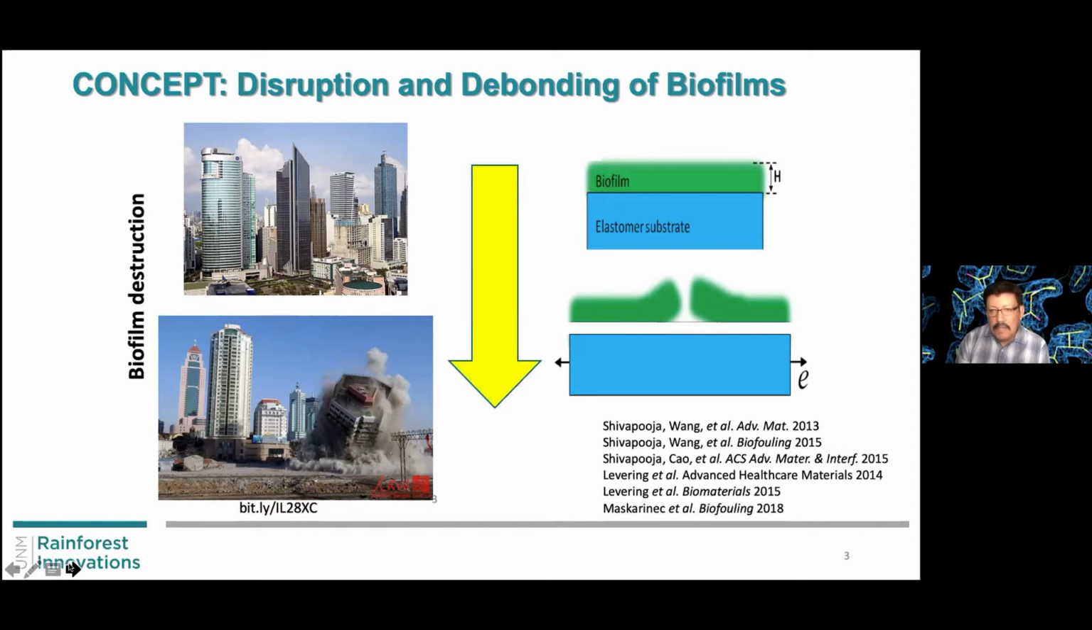Our innovation was to note that if you have a biofilm on an elastomer substrate and you stretch that elastomer or deform it somehow, you can effectively debond the biofilm. So that's what we'll be talking about today. It's sort of an analogy to the destruction of a city.